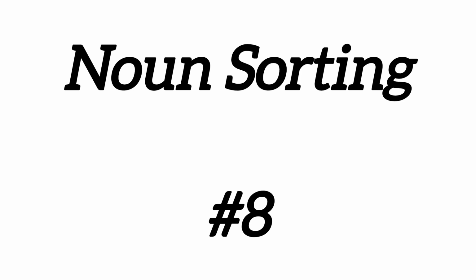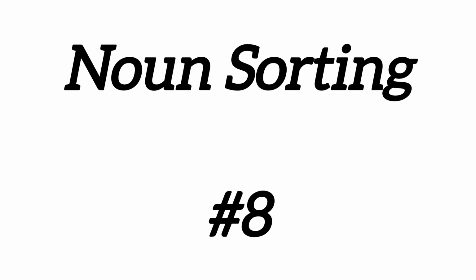This activity is perfect for young learners and can be easily adapted for various levels. Let's jump into how you can implement noun sorting in your classroom. In the noun sorting activity, students are given a list of words and their task is to sort these words into three categories: people, places, and things. These categories represent the different types of nouns that we encounter in everyday language.